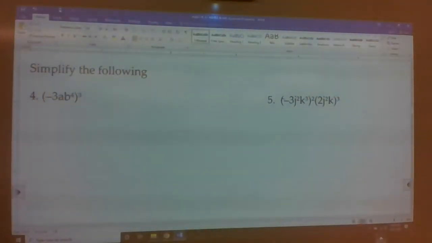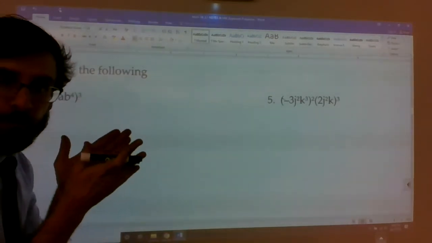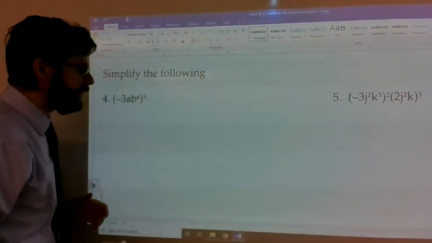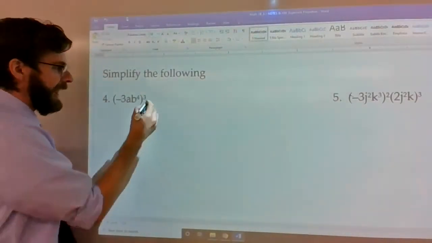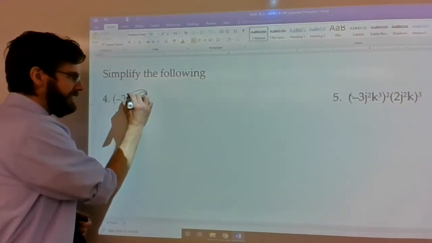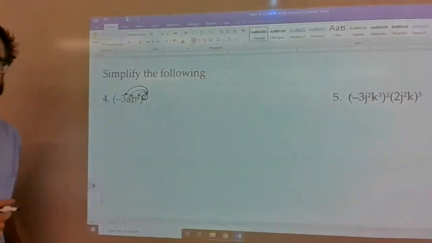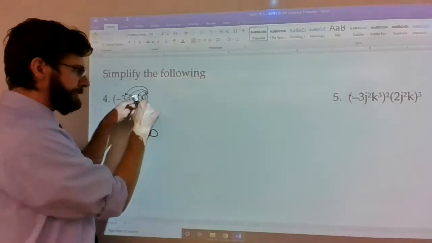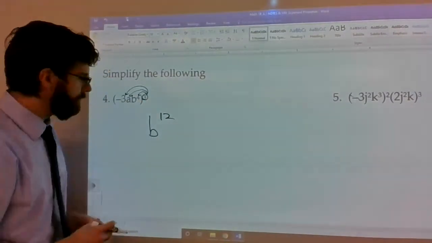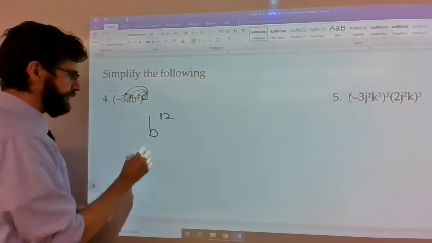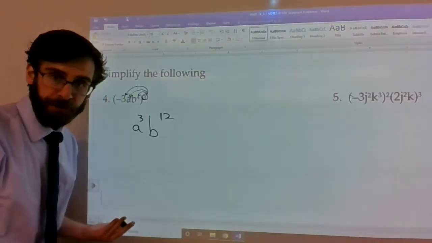So if you had negative 3ab to the 4 to the third power, again, I could rewrite it 3 times, or I could just say I'm multiplying the 3 times every exponent inside the parentheses. So b is just going to be b to the 4 times 3, b to the 12. A is going to be a to the 1 power times 3. That'd be a to the third power.